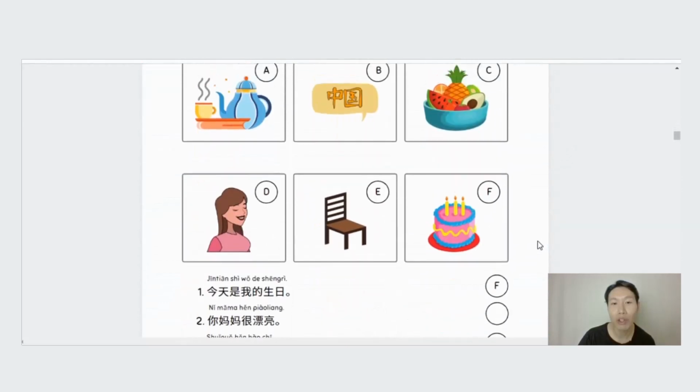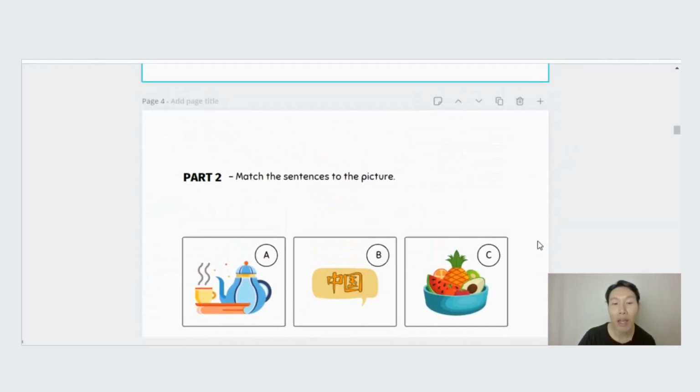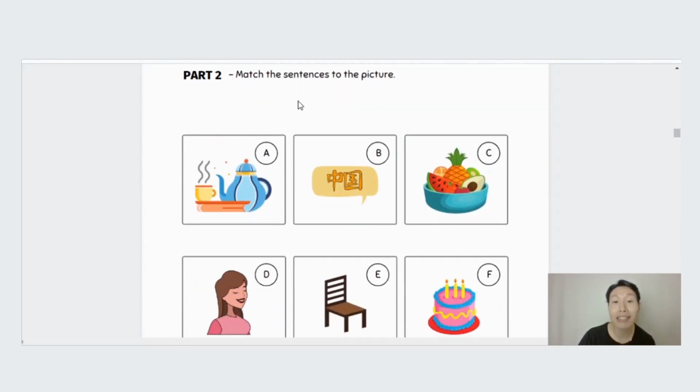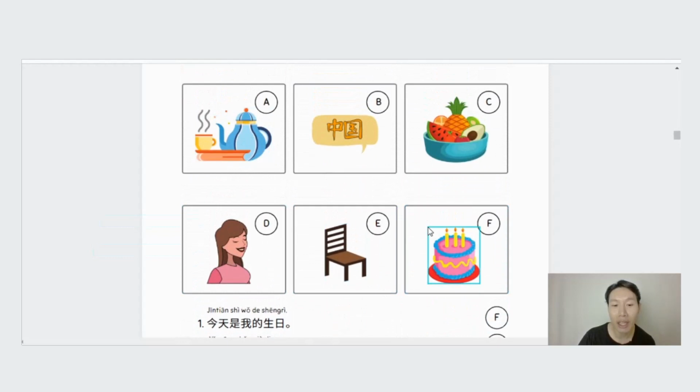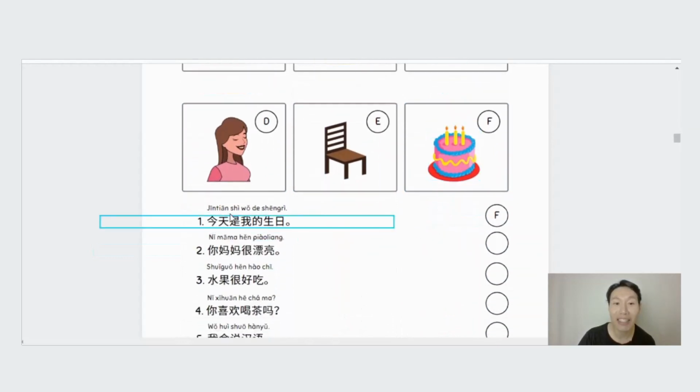Again, let's move on to the next part. So in part 2, we have to match the sentences here to the pictures. So let's look at the first example.